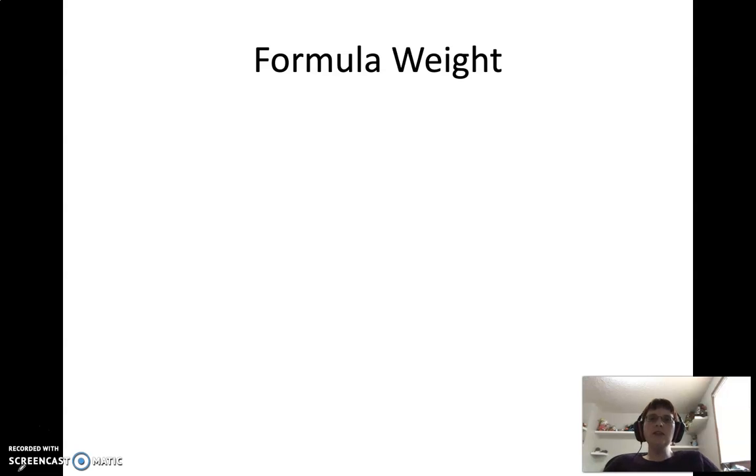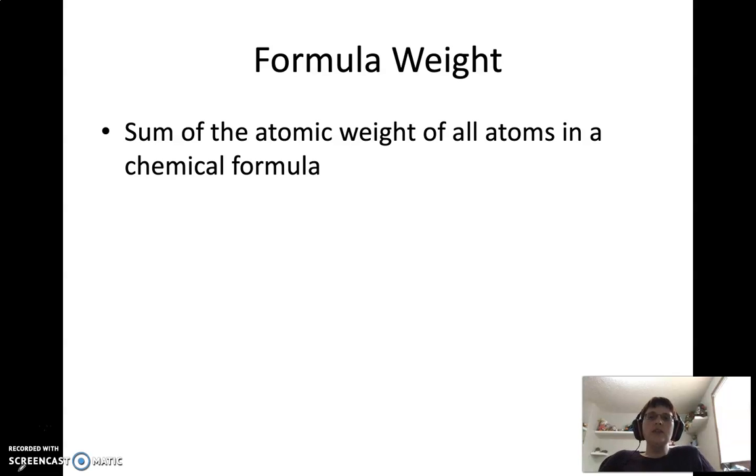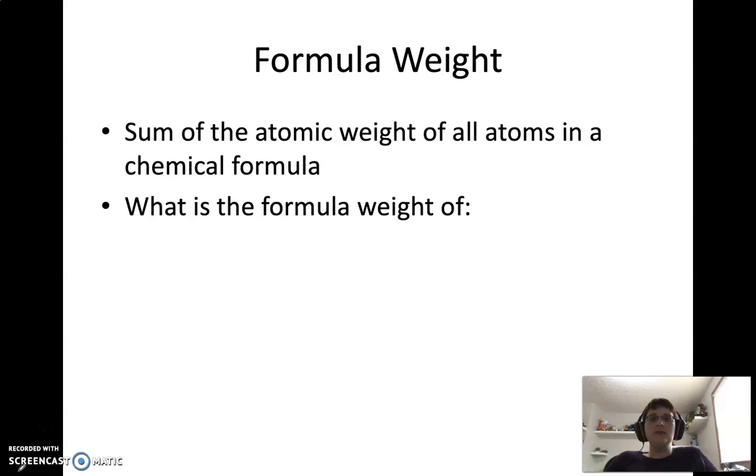So the first thing to do is work on calculating formula weights. Formula weight is just the sum of the atomic weight of all the atoms in a chemical formula. Pretty straightforward. So we're just going to take the sum of the atoms that are in that chemical formula, add them together, and that gets us our formula weight. So let's start off with our first one. We're going to be looking for the formula weight of sodium chloride. So we need to get the atomic weights of sodium and chlorine off of the periodic table.